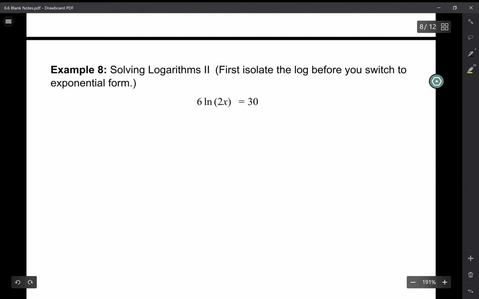All right, here's our next example. Just like with exponential equations, we need to isolate the log before we switch it to exponential form. So the first thing we're going to do is divide both sides by 6. This becomes a natural log of 2x, and this becomes 5. Now we rewrite it in exponential form. Remember, the base is e for natural log. e to the 5 equals 2x.